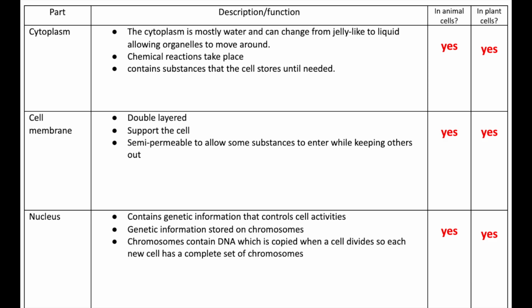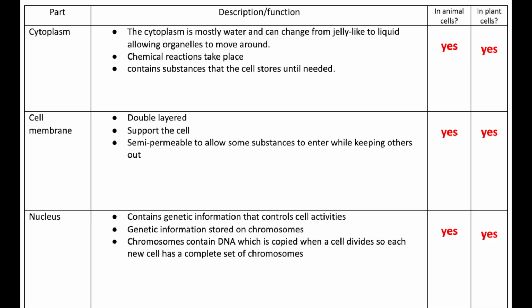The cytoplasm is mostly water and can change from jelly-like to liquid, allowing organelles to move around. Chemical reactions take place in the cytoplasm. It contains substances that the cell stores until needed. It is in both animal and plant cells.